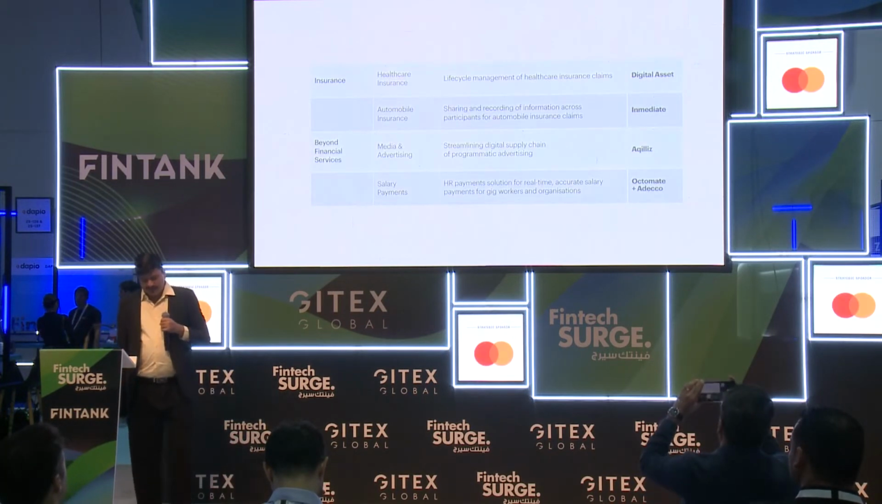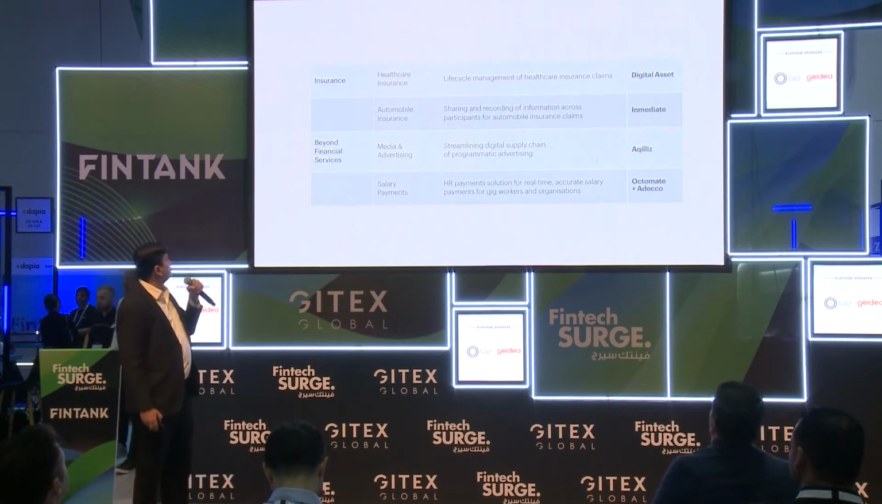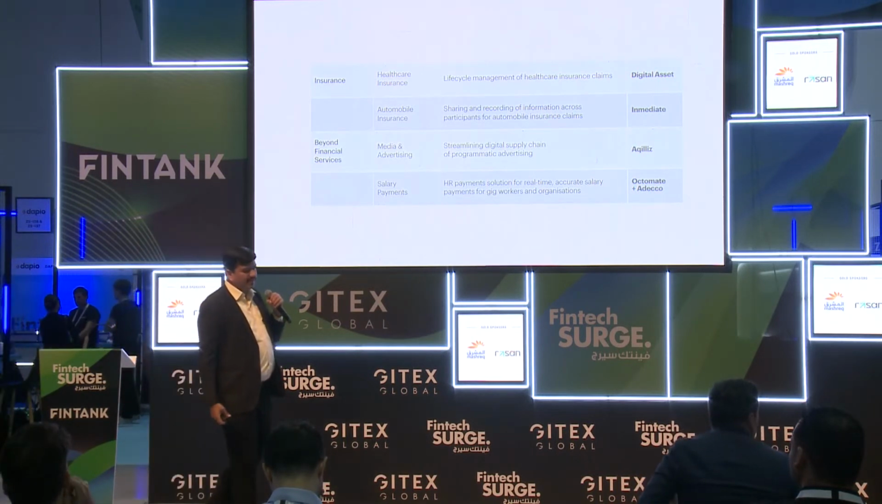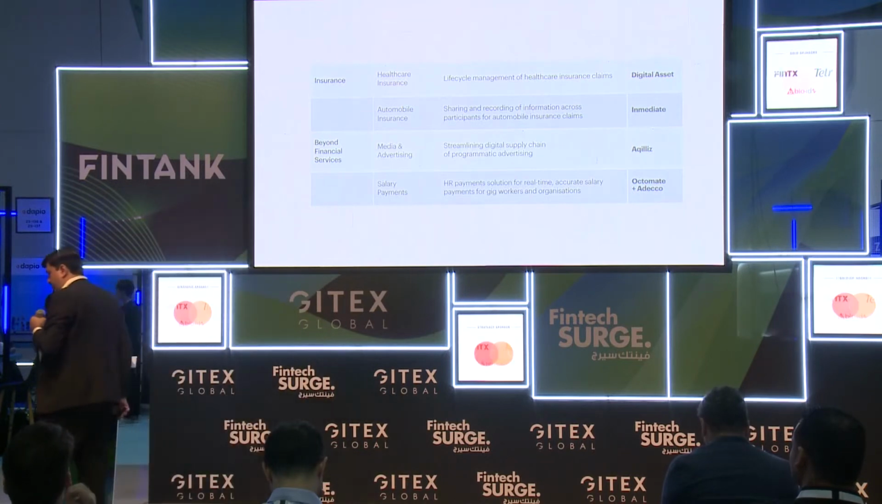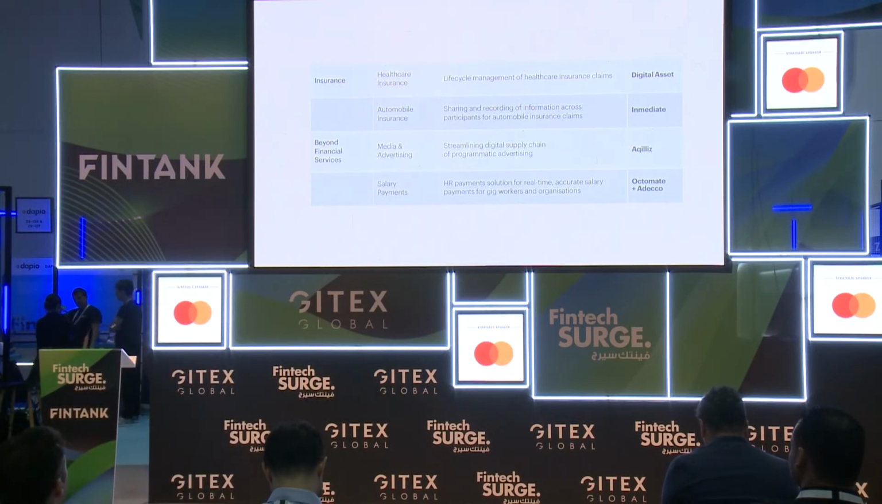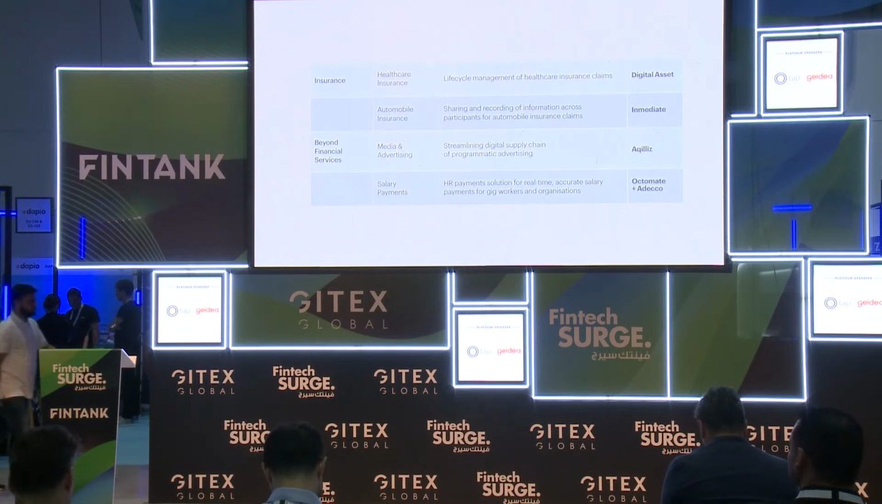These are some of the other use cases where you have insurance, media advertisement, salary payment. Some of these use cases are much simpler to understand, so I'm not discussing them in detail, but you can understand the growth that may happen because of this.